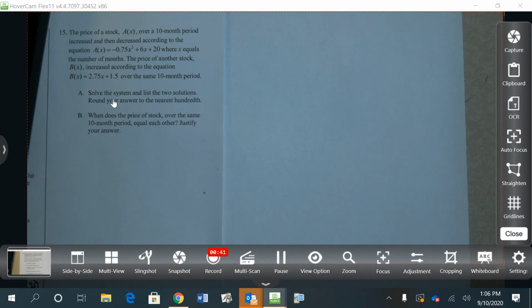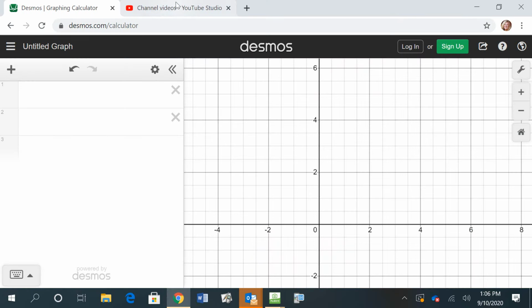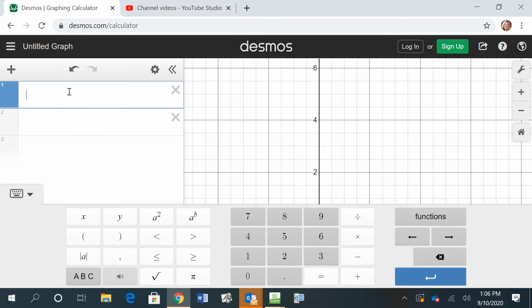Solve the system and list the two solutions. Round to the nearest hundredth if needed. Okay, so remember, normally we could set these equal to one another and solve using algebra. That still works. But when we have decimals, sometimes it's easier to use a calculator, especially if we're going to be rounding. So I'm going to plug this equation in the first position and this in the second. I just go up to a normal Desmos calculator and we'll start to plug this in.